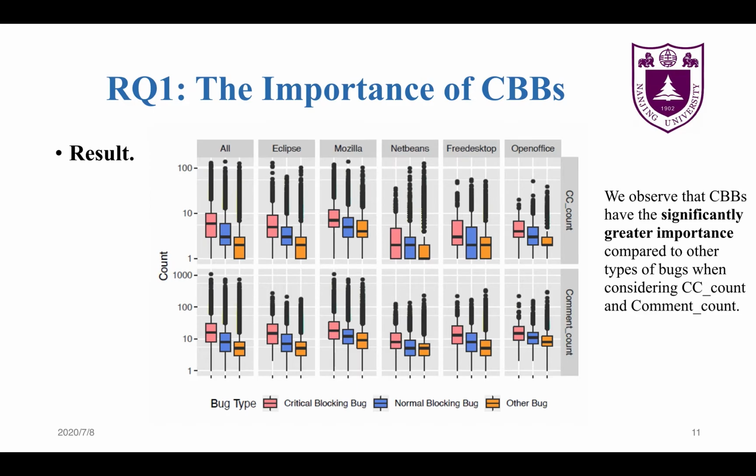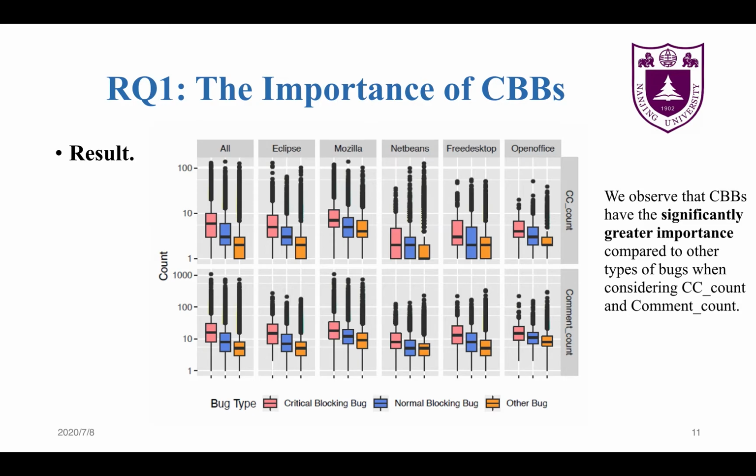From the figure, we can see that CBBs have much larger values than the other types of bugs on these two metrics. Besides, we employ the Wilcoxon rank sum test to calculate the p-value when we compare these metrics between different types of bugs. The p-values are much less than 0.05, which means that CBBs and other types of bugs have significant differences under these two metrics. Therefore, CBBs have a significantly greater importance compared to the other types of bugs.